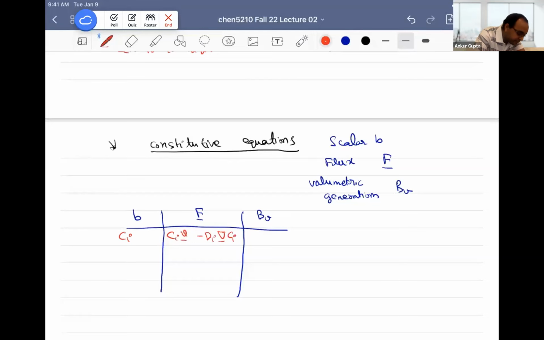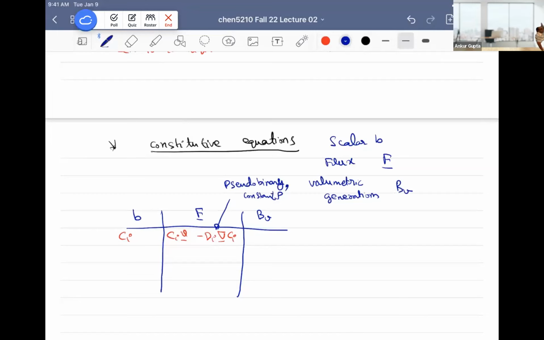And what is an implicit assumption here? The implicit assumption is that this is only true for pseudo binary and constant rho. So don't forget that, okay? Pseudo binary, constant rho. That's why I'm writing it as minus D_i grad C. Otherwise, I won't be able to write the diffusive flux as minus D_i grad C.